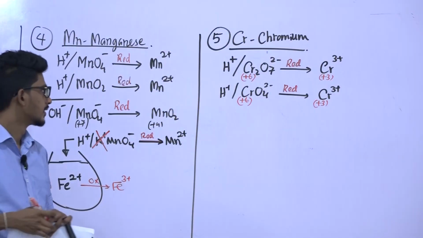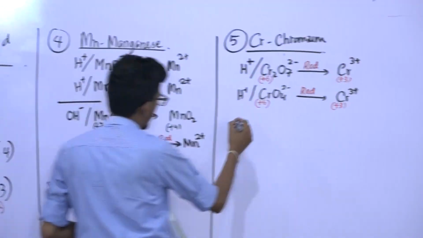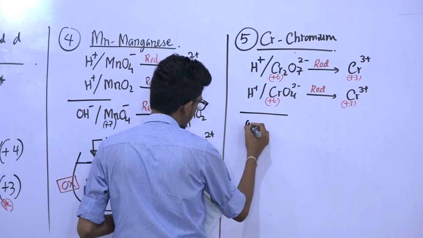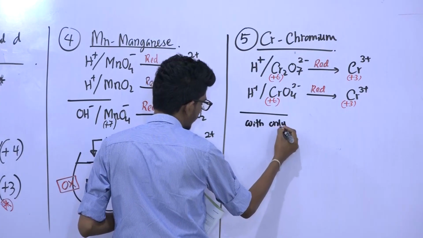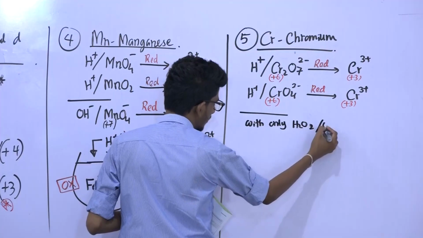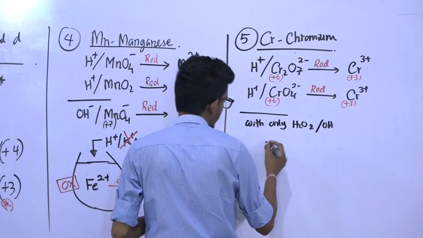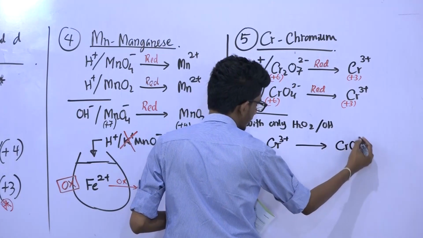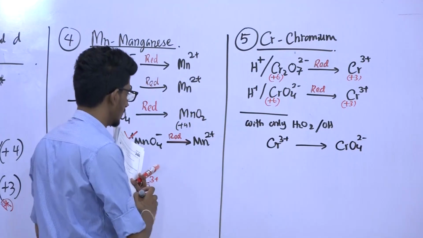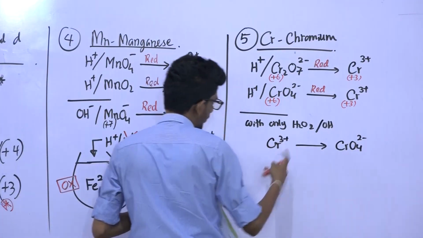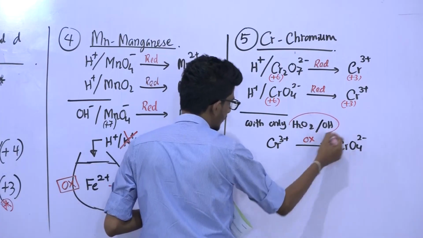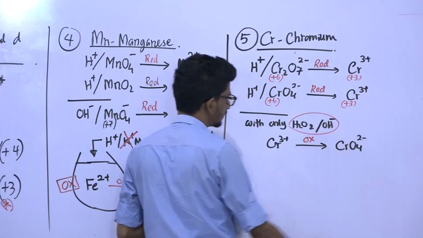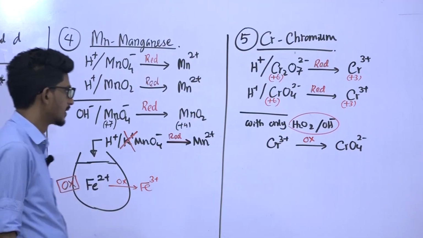Okay. So when it comes to the basic medium reaction with only H2O2, right? With only H2O2 in basic medium, the Cr3+ will tend to get oxidized to chromate ion. This is the only available reaction, right? For chromium to get oxidized, that should be with basic medium H2O2. And that is how the chromium containing species will be involved in redox reactions.